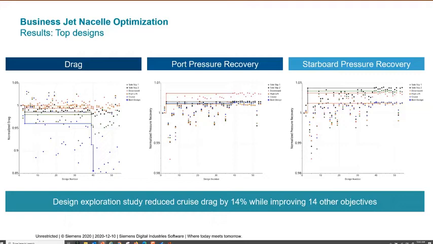But the key thing to us was that we were able to find a design that managed to simultaneously improve all 15 objectives within those 80 total evaluations. And when looking at the most critical objective, the cruise drag value, it was a 14% improvement, which is obviously very substantial. Let's go to the next slide.